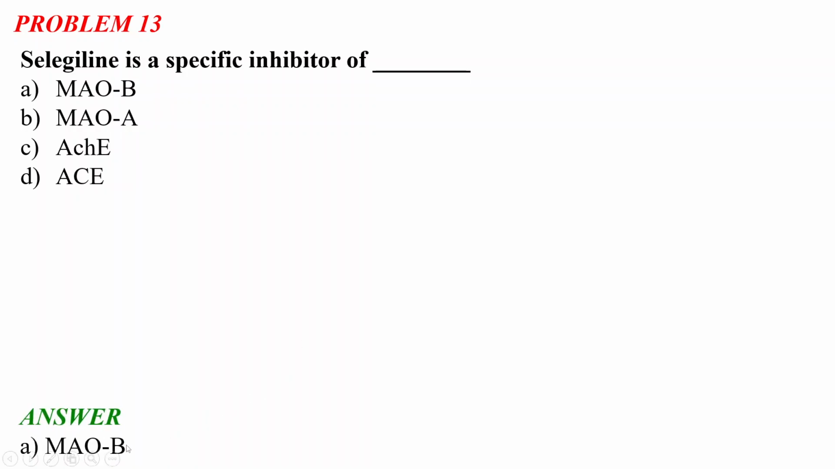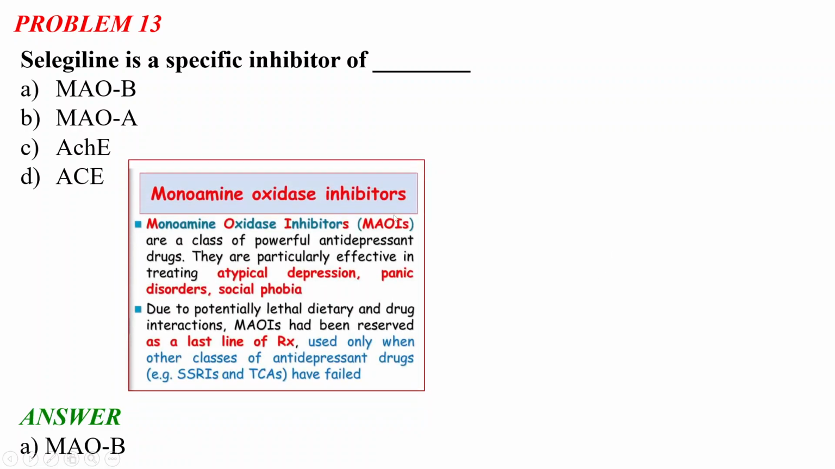So, the correct answer is option A, MAO-B. Selegiline is a specific inhibitor of MAO-B. MAO stands for monoamine oxidase. Okay. This MAO stands for monoamine oxidase, and they are of two types.